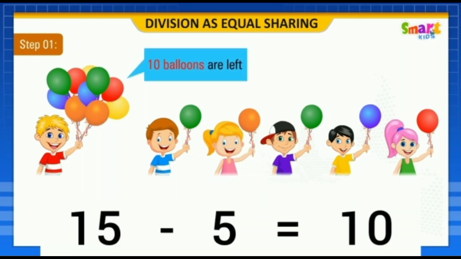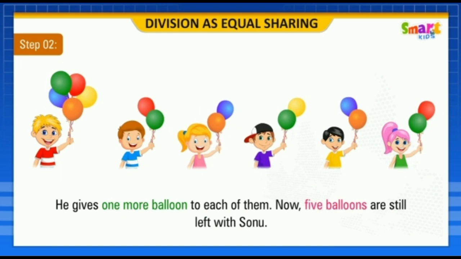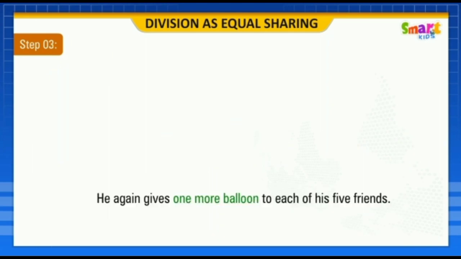We can write this in subtraction. 15 minus 5 equal to 10. Now, Sonu has 10 balloons and each friend has 1 balloon. Then, step 2: he gives 1 more balloon to each of them. Now 5 balloons are still left with Sonu. We can write it as 10 minus 5 equal to 5. Now Sonu has 5 balloons left with him and each friend has 2 balloons.